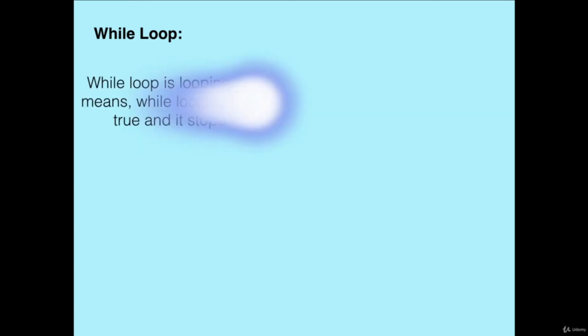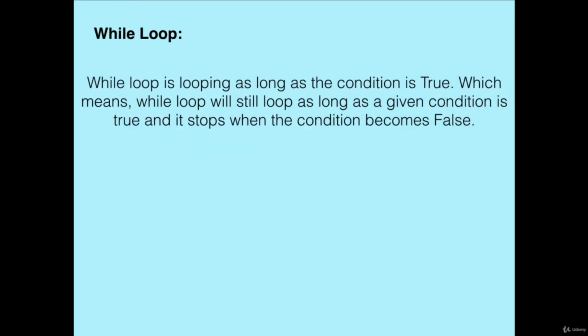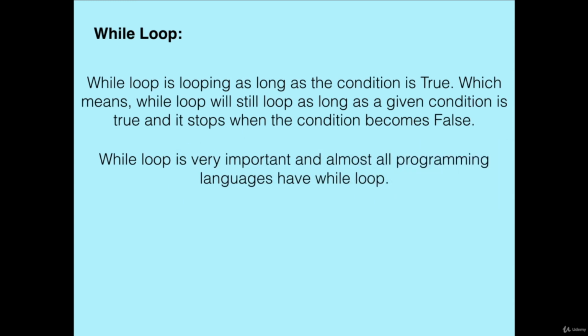While loop. A while loop is looping as long as the condition is true, which means the while loop will still loop as long as the given condition is true and stops when the condition becomes false. While loop is very important, and almost all programming languages have while loop. Python has two primitive loops, for and while. Let's see how.